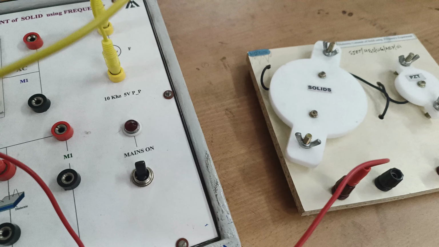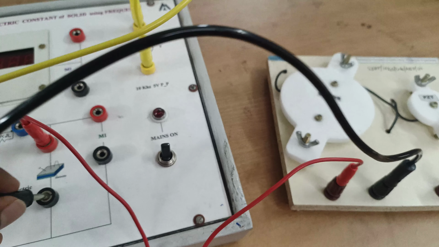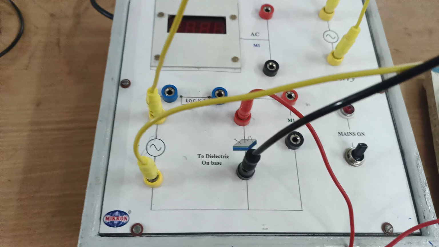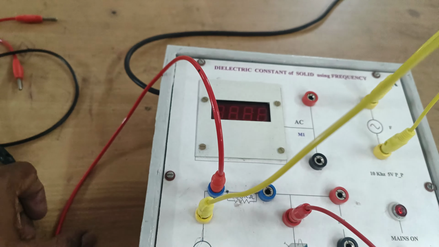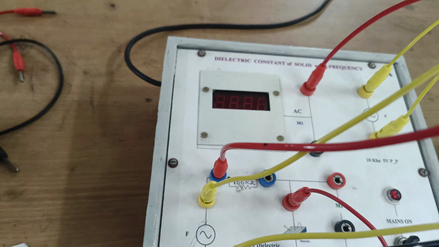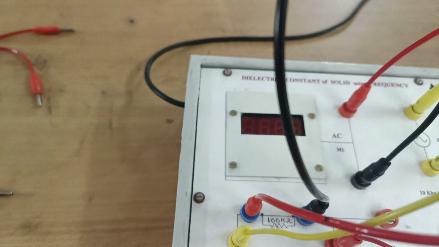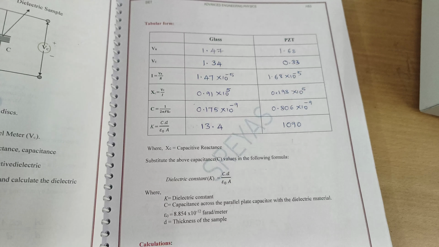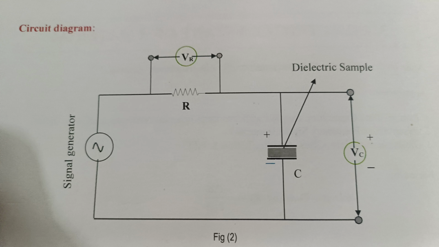First we need to find out the dielectric constant of glass. For that we have to take the readings. So connect sample to sample as mentioned, and then connect two cables to the DPM, digital panel meter. Across the resistor we need to take the voltage, so we connect these connections. Once see the circuit diagram, here I connected according to the circuit diagram.